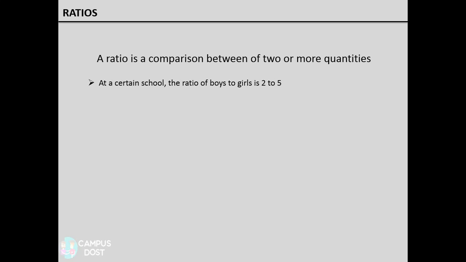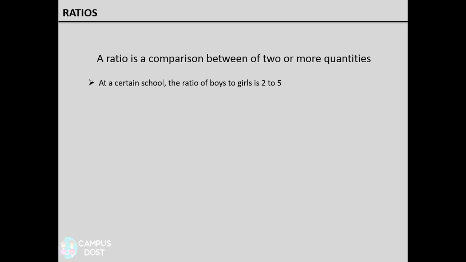In this lesson, we will take an introductory look at ratios. To begin, a ratio is the comparison of two or more quantities. For example, we might say that at a certain school, the ratio of boys to girls is 2 to 5. Here, we are comparing the number of boys to the number of girls.